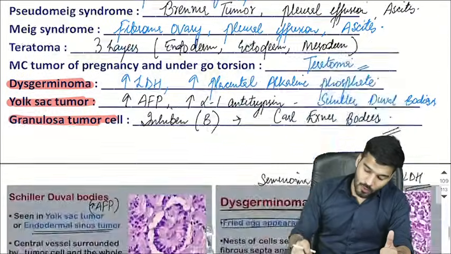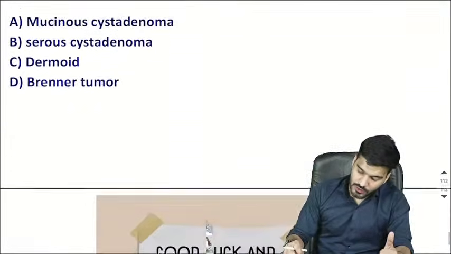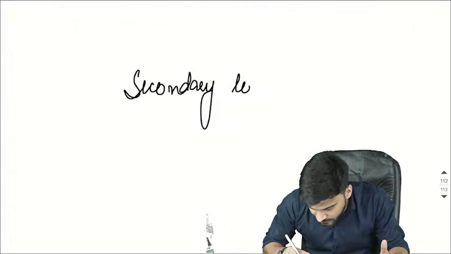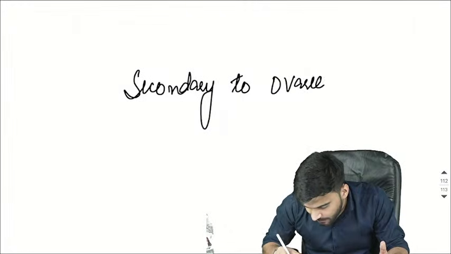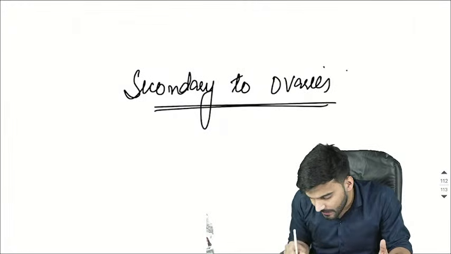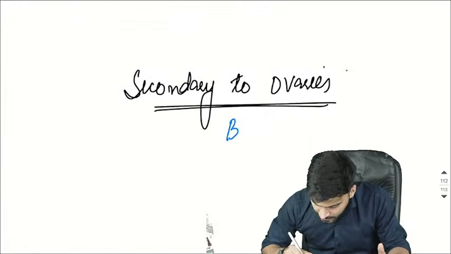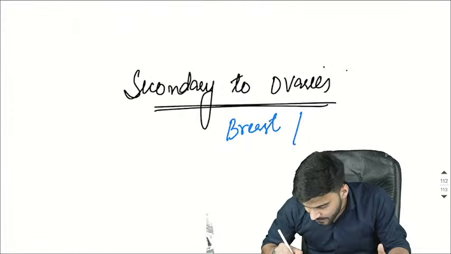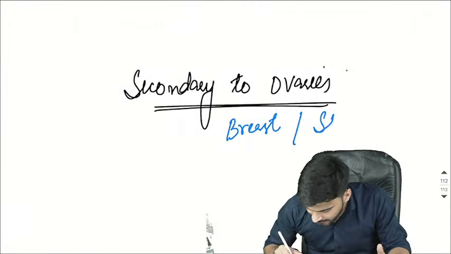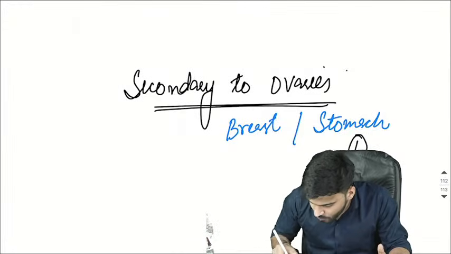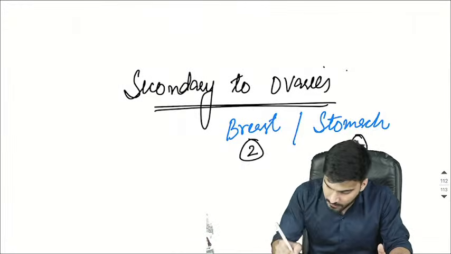Now, one more question that can be asked from these ovarian tumors, I will write here, that is a tumor secondary to ovaries. Now, if the tumor is secondary to ovaries, what does that mean? That means the tumor metastasized from some cancer. Which cancer did it metastasize from? It can be metastasized from the breast cancer or the stomach cancer, the gastric cancer. If you have to choose first one, choose stomach, next choose breast cancer.